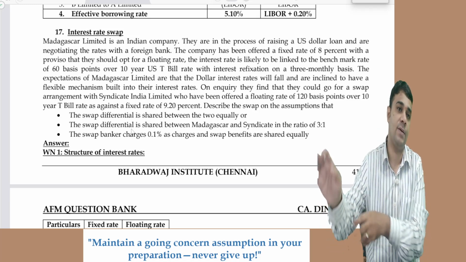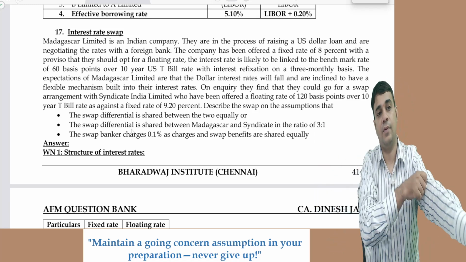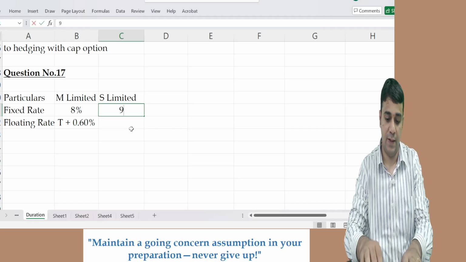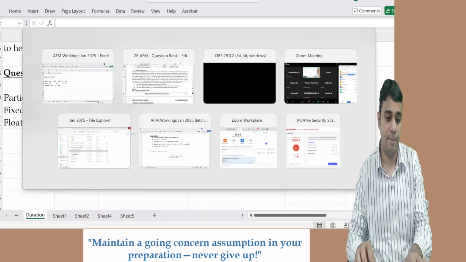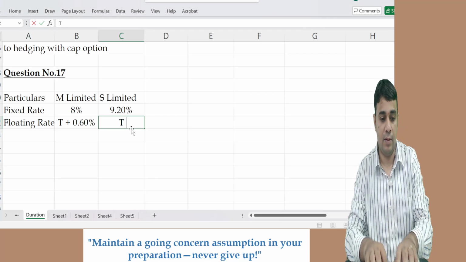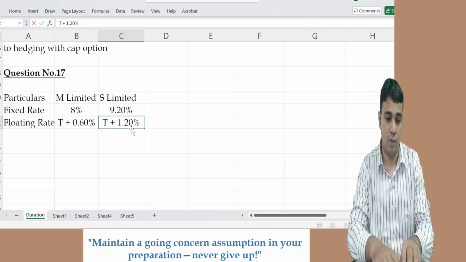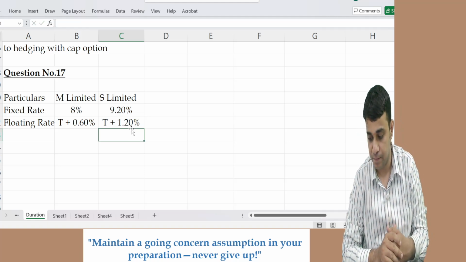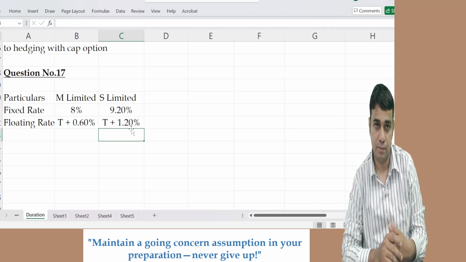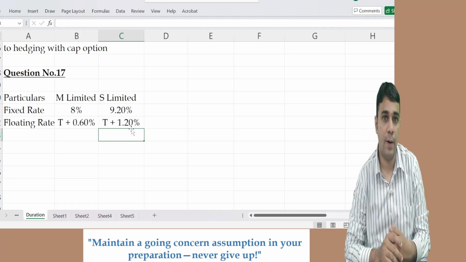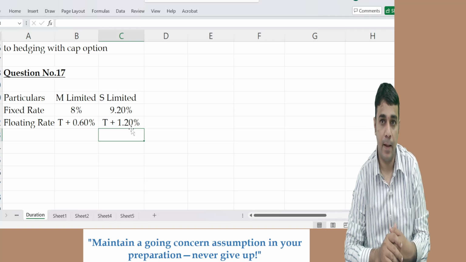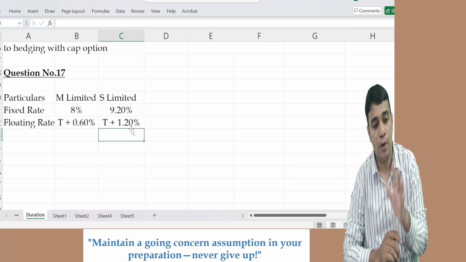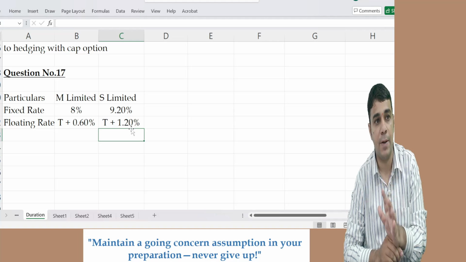Fixed some rate, floating some rate. 9.2 is the fixed rate. Floating rate is T plus 1.2%. Clear? So fixed 8 and 9.2, floating T plus 0.6 and T plus 1.2.